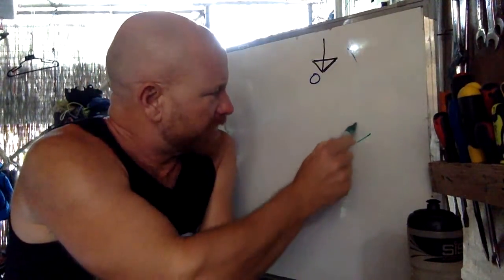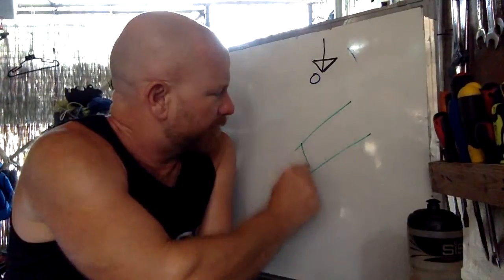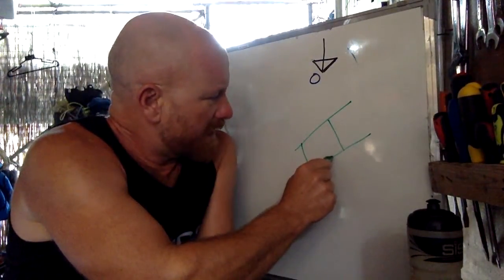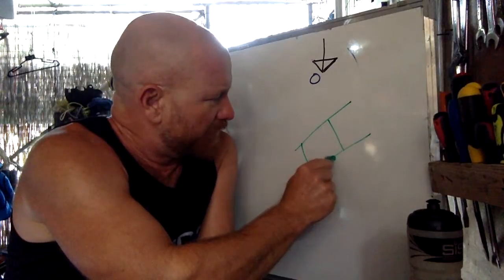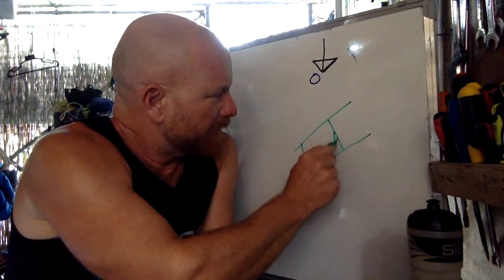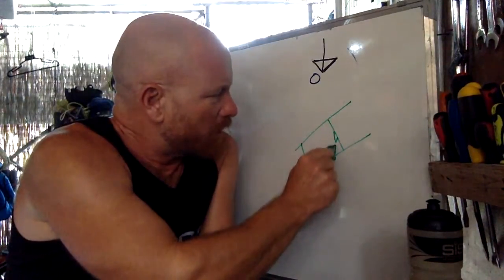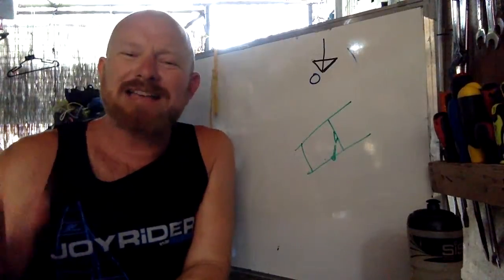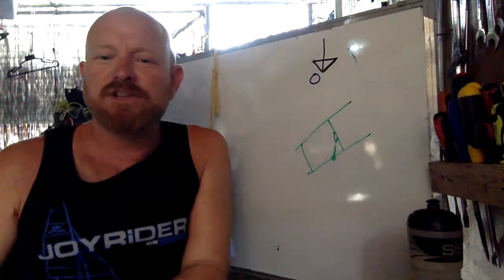Then mast rotation. How can I draw this? Here is the boat. Here is the leeward shroud. We want the mast rotation so that it's pointing directly at the leeward shroud on the boat. That is going to be optimal for those conditions.